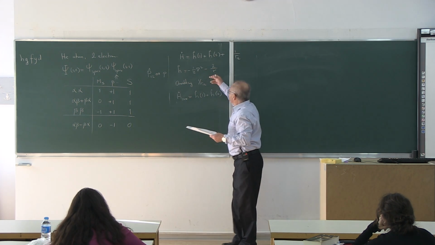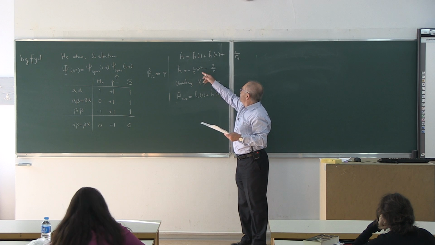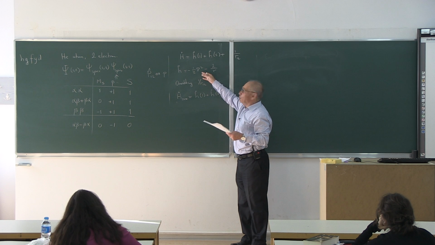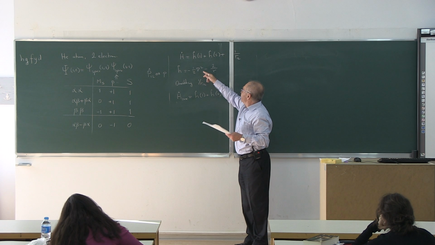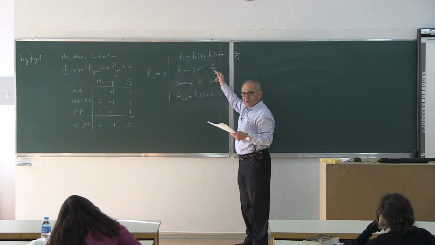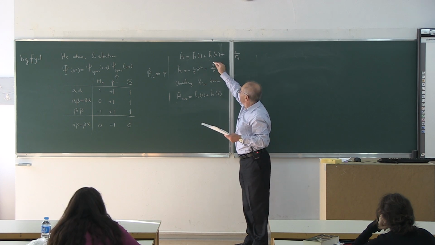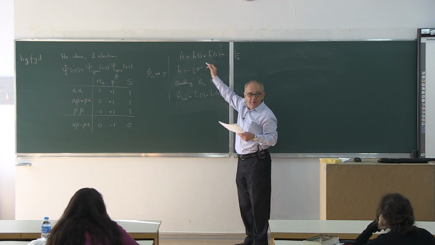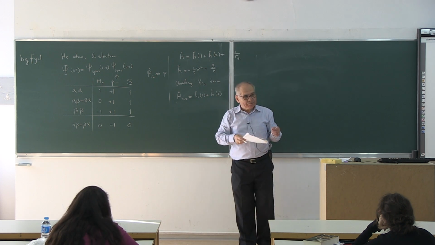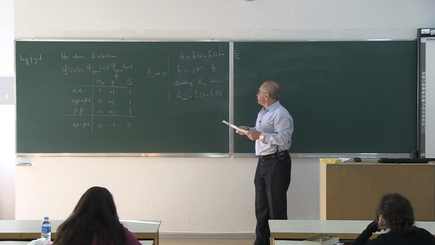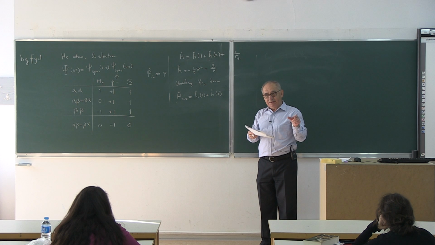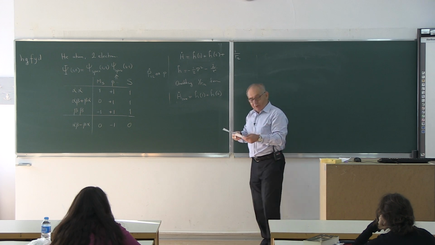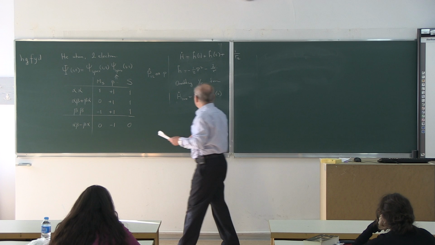What kind of motion is each electron doing? You see it from this expression. This is the Hamiltonian for a single electron moving in the field of a nucleus, and this nucleus has charge plus 2. All right? So it's a hydrogen-like atom. And we have discussed this problem before.